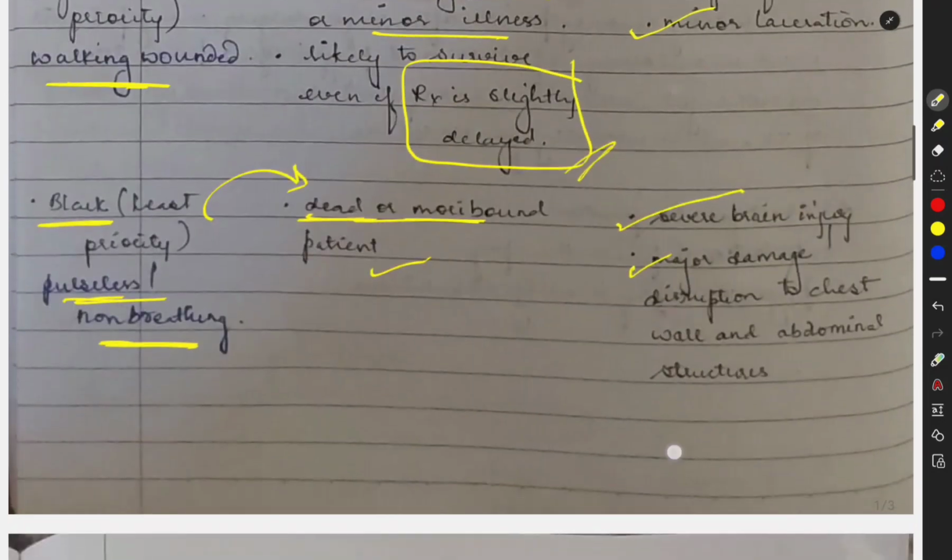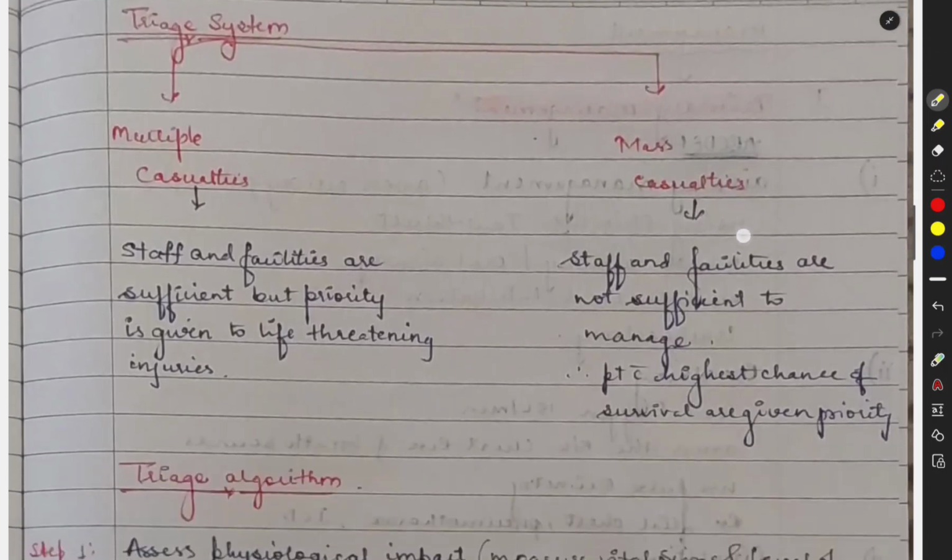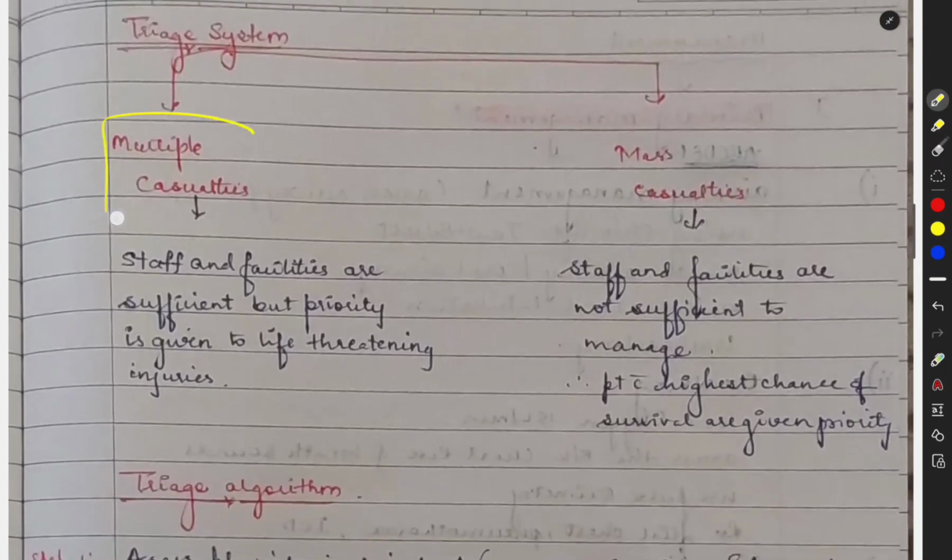The next one is triage systems. There are two types of systems in triage. One is multiple casualty and the next one is mass casualty. How is it different? In multiple casualty, when many patients come into a hospital, the staff and facilities are still sufficient or available for those multiple casualties. So the priority will be given only to those who have life-threatening injury.